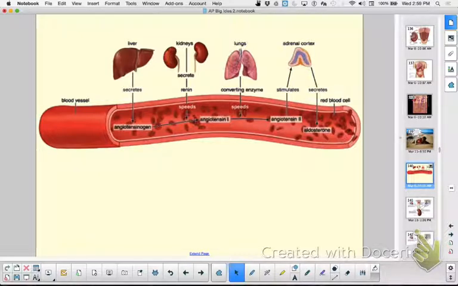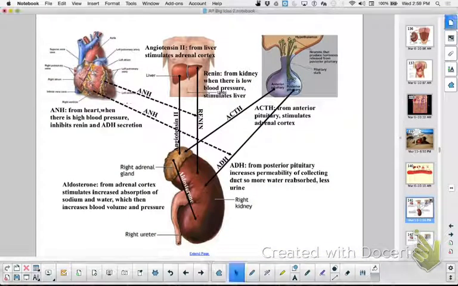Aldosterone. So here is a really good example of several organs working together in order for you to respond to your environment, which is we need more water, so we need to reabsorb more salt, and aldosterone is doing that. Okay. All right. So there's a really cool diagram.